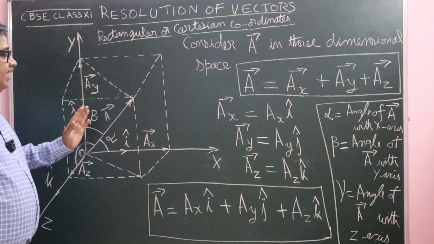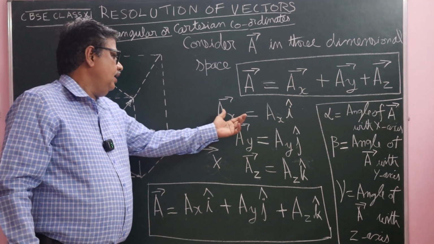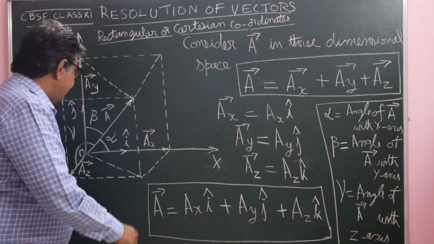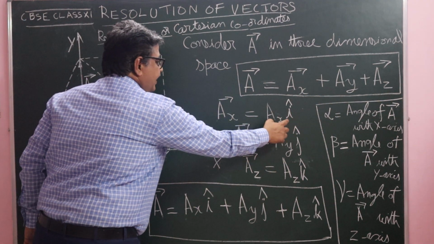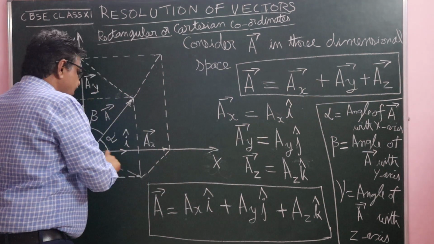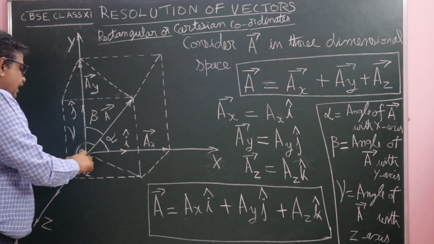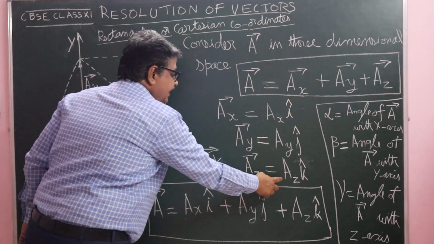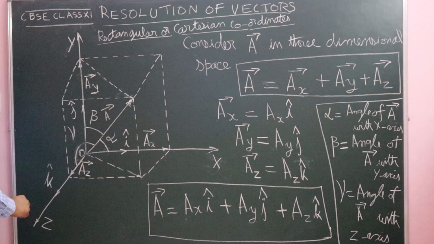Right. Therefore, we can write any vector by its magnitude and its unit vector. Therefore, I have written Ax vector equals Ax i cap. i cap is the unit vector along x direction. Then Ay vector equals Ay j cap. j cap is the unit vector along y direction. Az vector equals Az k cap. k cap is the unit vector along z direction.